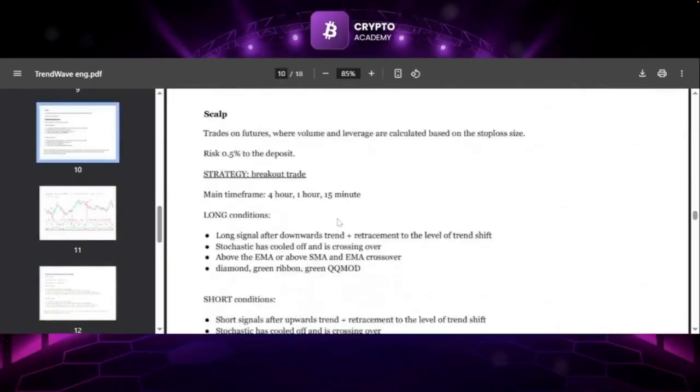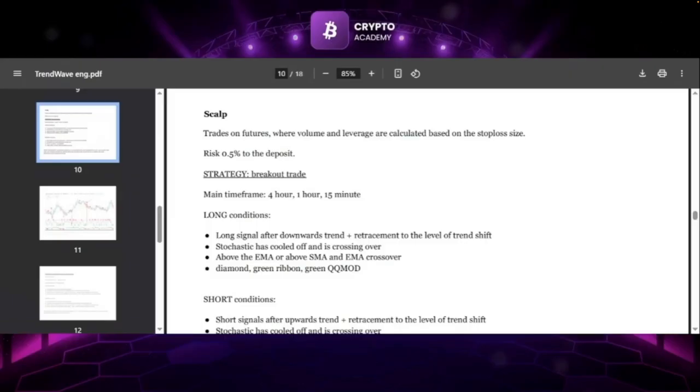So, the conditions we need to take long ideas are: first, a signal condition after the downward trend, a pullback to the trend change level, stochastic has cooled down and is crossing over, and we are above the EMA or above the SMA and EMA crossover. And additional confirmation is the presence of a buyer on the green ribbon or green QQ mode.